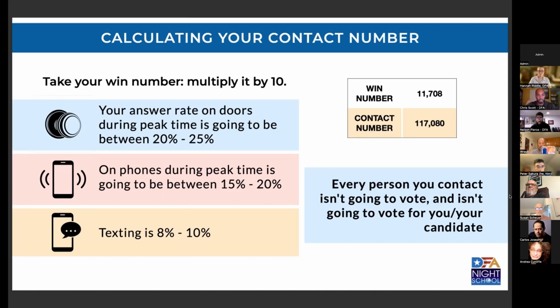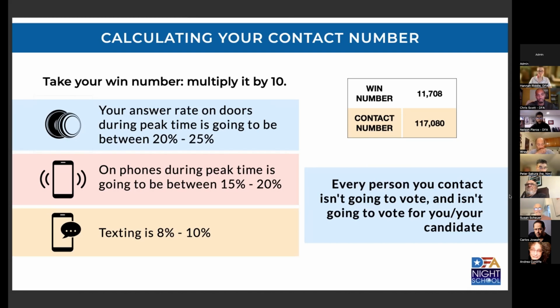And that's essentially multiplying your win number by 10. You're going to take the number of votes that you need to win, in this case 11,708, and multiply that by 10, so that's 117,080. And that's the number of people that you need to contact in order to arrive at your win number.